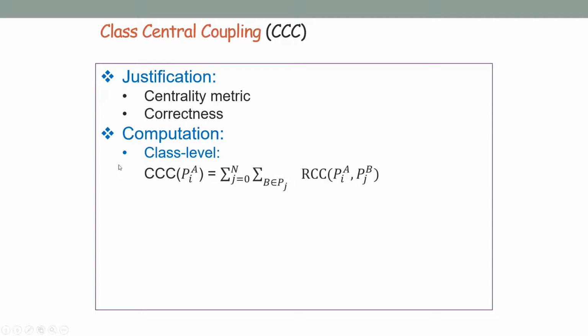The class level CCC for a class A in process Pi is the sum of all RCCs of all possible class pairs where one class is A and the other is in a process other than Pi. The system level CCC is the mean of class level CCC measured for all classes over all processes.